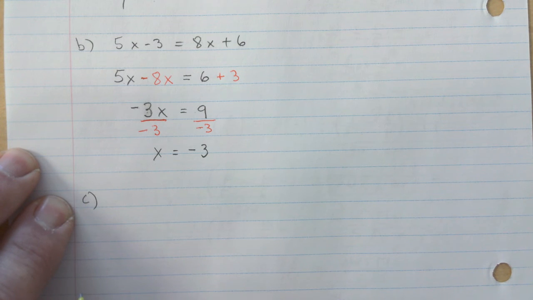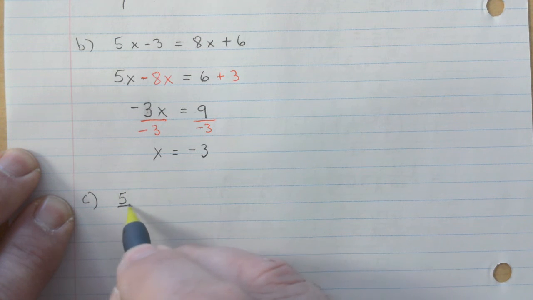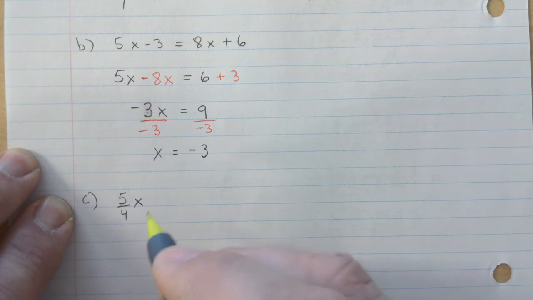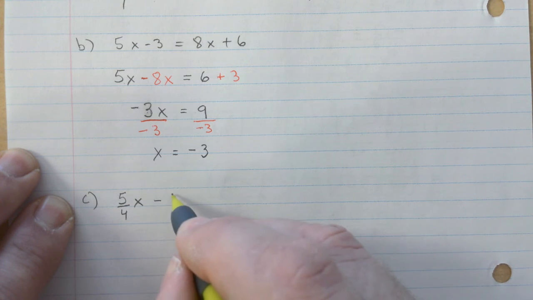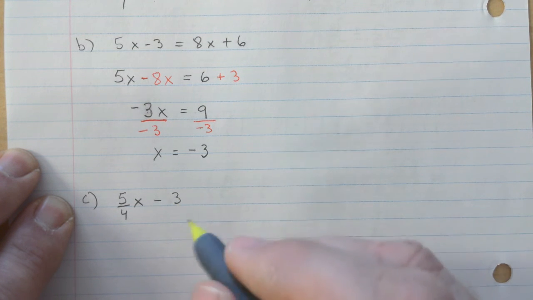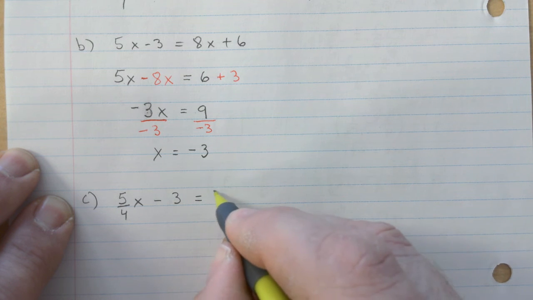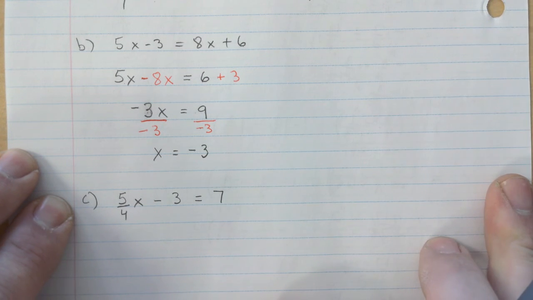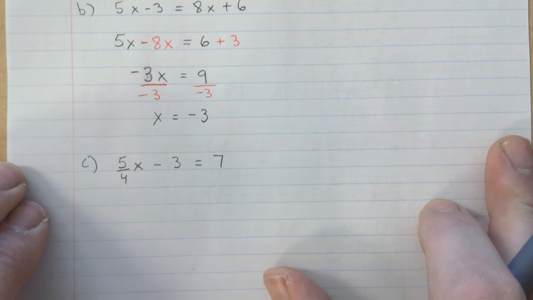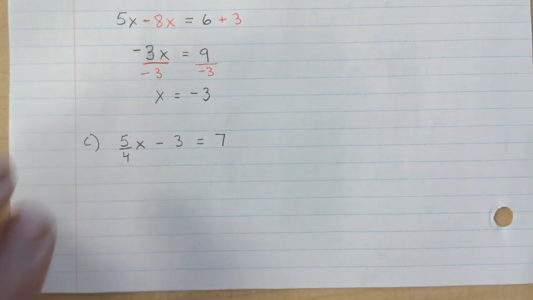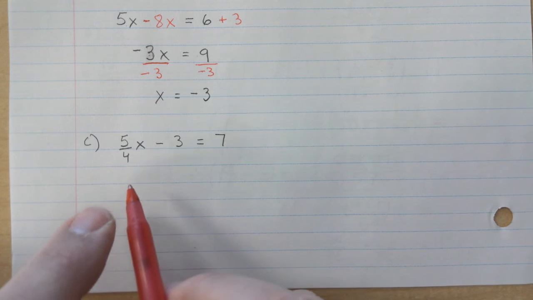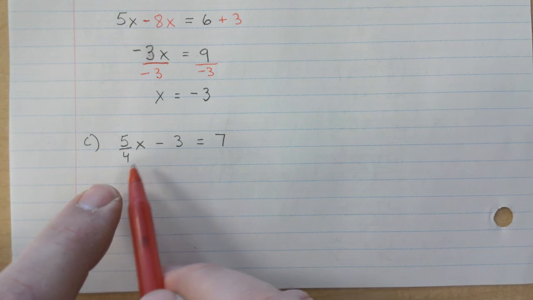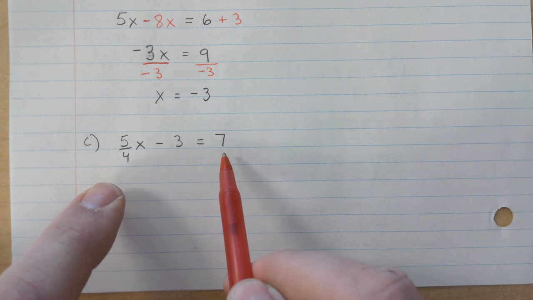C, let's go with this one here. Something like that. 5 over 4x minus 3 is equal to 7.